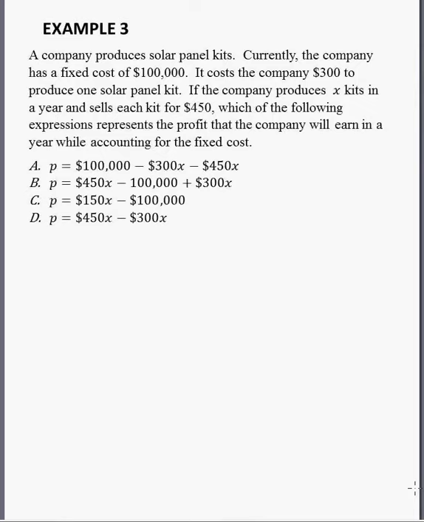It costs the company 300 to produce one solar panel kit. If the company produces X kits in a year and sells each kit for 450, which of the following expressions represents the profit that the company will earn in a year?